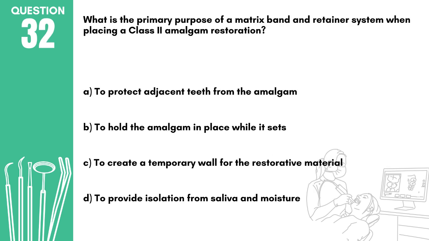Question 32. What is the primary purpose of a matrix band and retainer system when placing a Class II amalgam restoration? A. To protect adjacent teeth from the amalgam. B. To hold the amalgam in place while it sets. C. To create a temporary wall for the restorative material. D. To provide isolation from saliva and moisture.